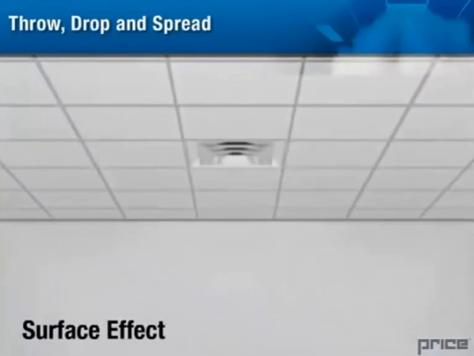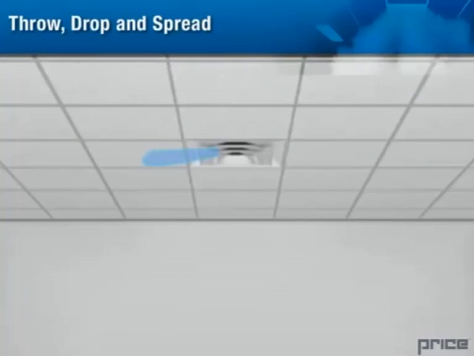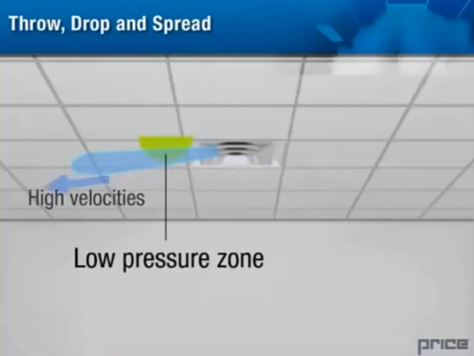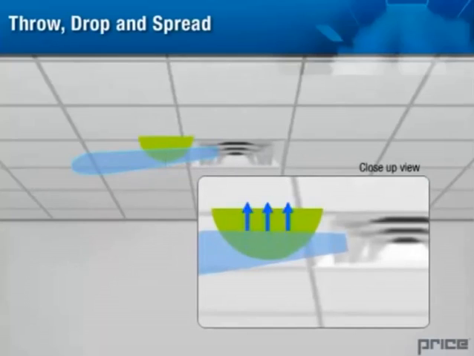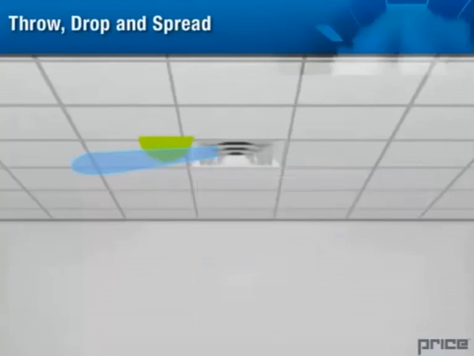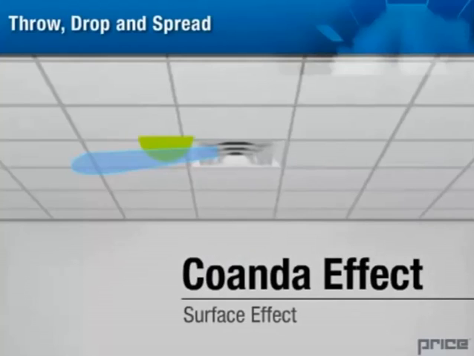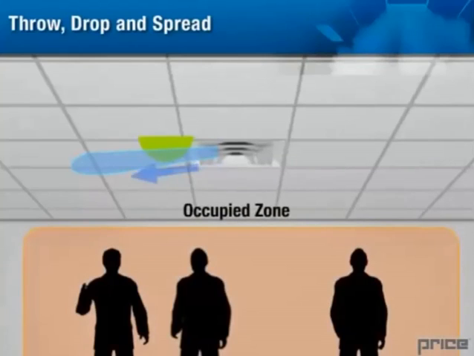Surface effect. When the primary air is discharged from the air outlet at high velocities, it creates a negative or low pressure zone to form between the air jet and the ceiling. This low pressure area causes the moving air mass to cling to and flow close to the ceiling surface and is called the Coanda effect or surface effect. This effect has a strong influence on the throw and drop distances of the diffuser.